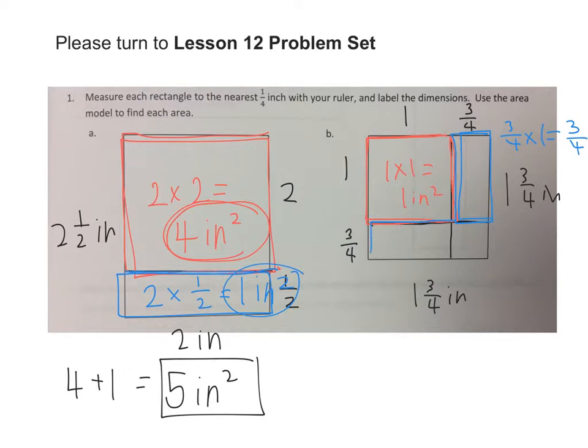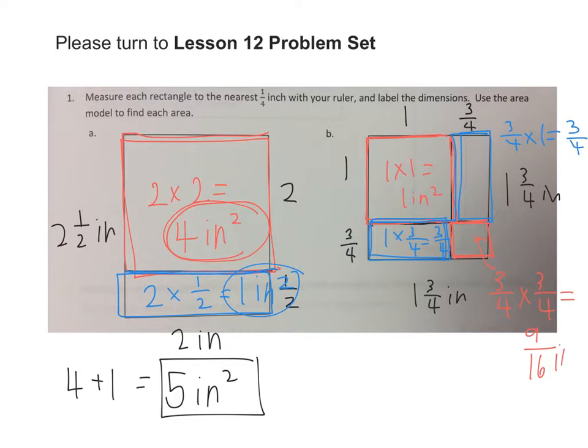What about this one right here? What are the dimensions of this guy? Is it 1 by 3/4 too? So that's 3/4. And then finally this one, what are the dimensions of this guy right here? 3/4 by 3/4. What is 3/4 times 3/4?